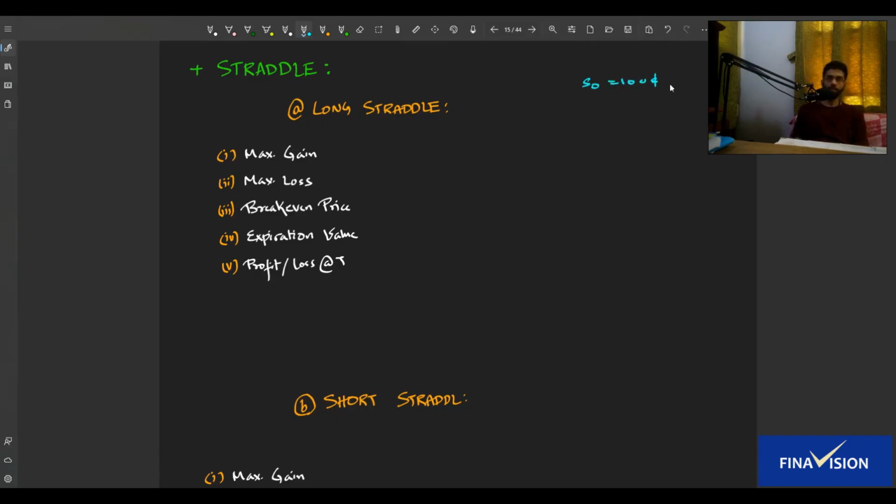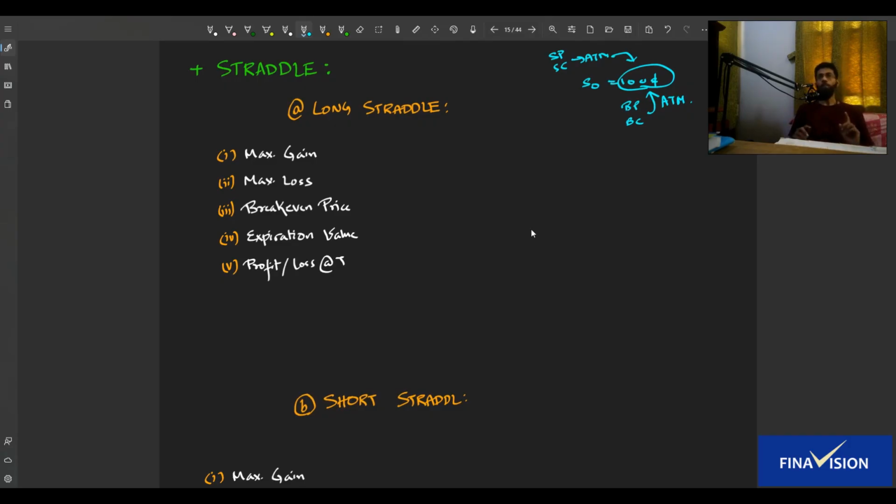Now when we enter a straddle, we either buy both a call and a put at the same strike price, that is the $100 ATM, at-the-money strike price. Or we may sell both, that is, we sell an ATM put and an ATM call together. They have the same strike price and the same expiry, typically speaking.